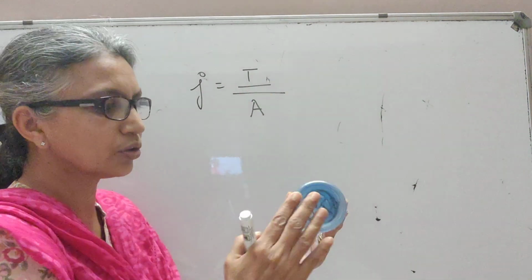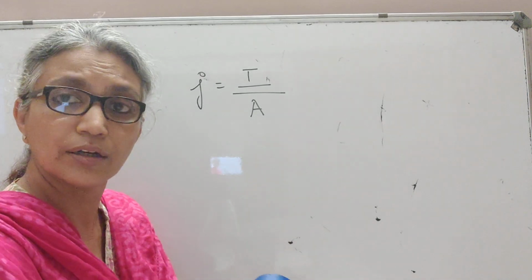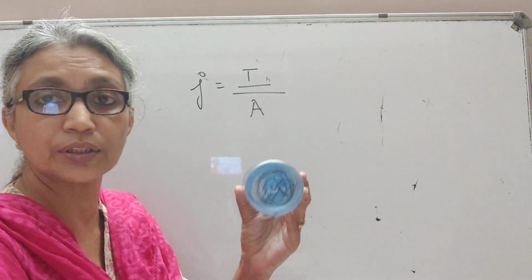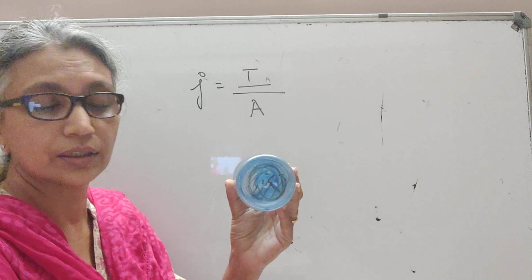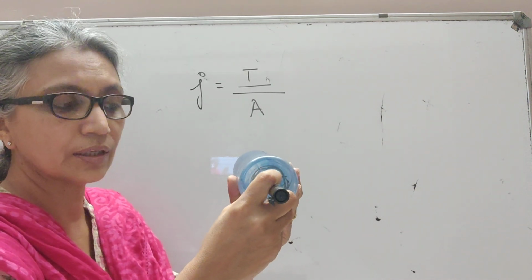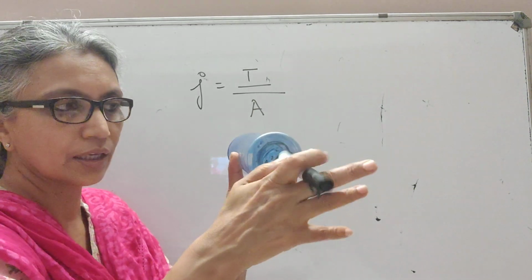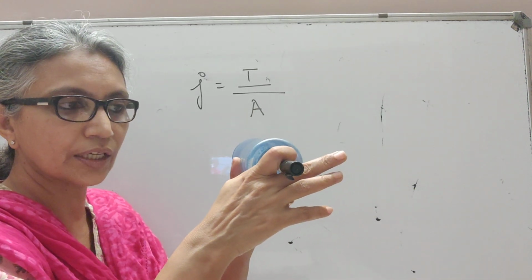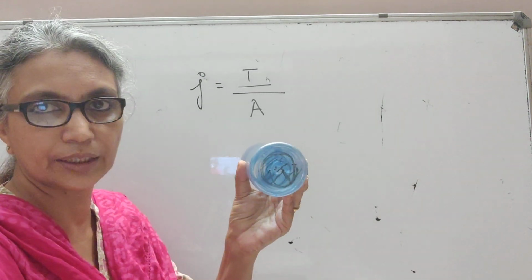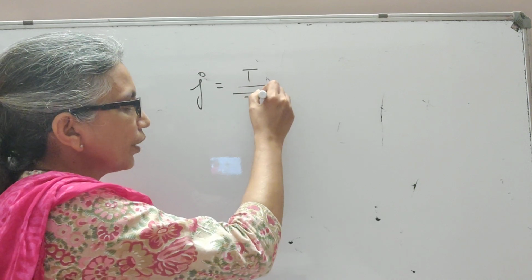So current passing through unit area of the conductor is what you call current density. From the first chapter, we have been dealing with area as a vector quantity, the direction of that area vector being perpendicular to the area itself. So if your area is like this, the direction of that area vector will be perpendicular to the area.